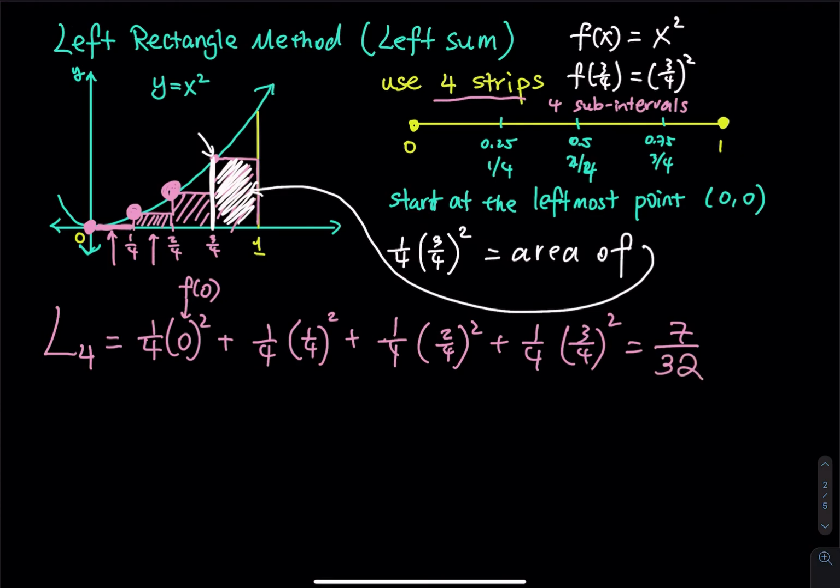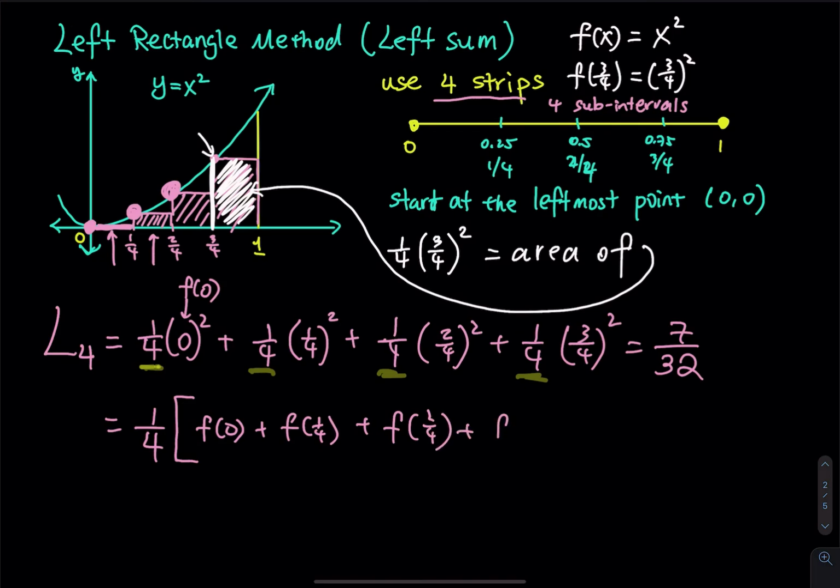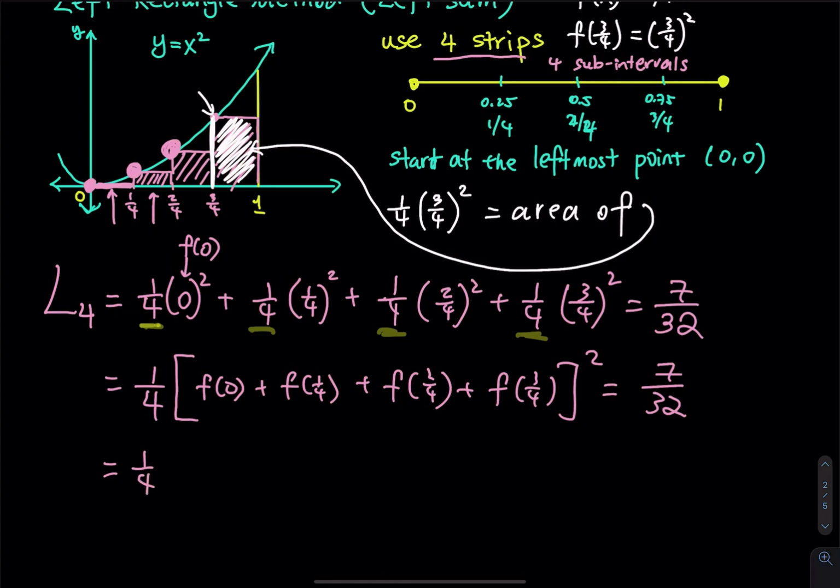Some people asked me this in the past. There is an easier way to do it, because look, right here, this is 1 over 4, 1 over 4, 1 over 4, 1 over 4, right? Some people figure out that it is easier to factor out the 1 over 4, so we can do the plug-in inside the function. So you can do f of 0 plus f of 1 over 4 plus f of 2 over 4 plus f of 3 over 4. And then square, that equals 7 over 32. So then you plug it in. So 0 square equals 0, and then 1 over 4 square, and then 2 over 4 square, and then 3 over 4 square.